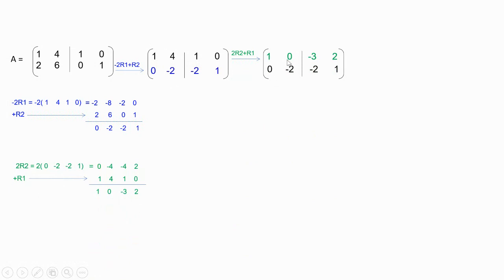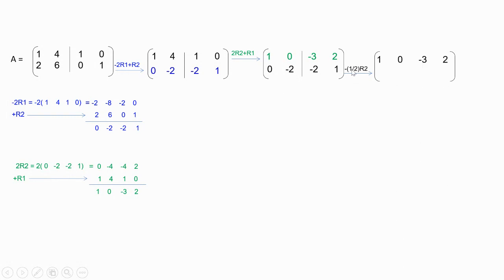If you notice, we're almost done here. Now this has to be a 1 here, and we'll be done. So I'm going to multiply row 2 by negative 1/2. So it'll be negative 1/2 row 2.